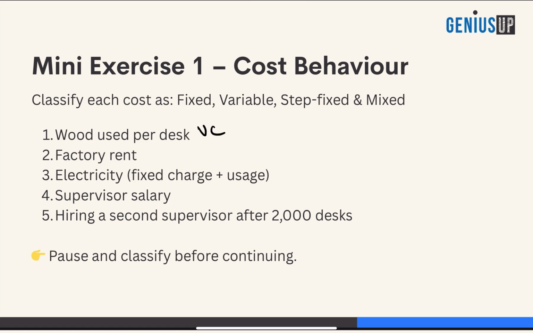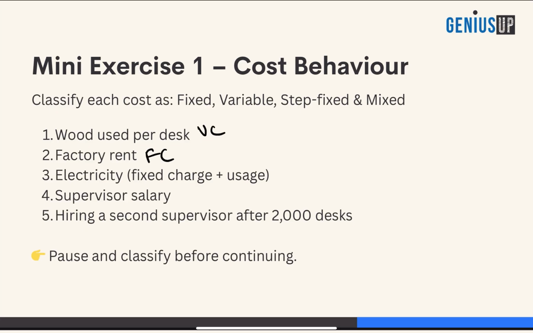And then we have the second one, which is factory rent. So factory rent, thinking of a certain furniture company, we can say factory rent is fixed because it really doesn't matter how much we produce or how many units we produce. We're still going to pay a fixed rent each and every month. If it's 50,000 a month, we're going to pay 50,000 a month. So this is going to be a fixed cost.